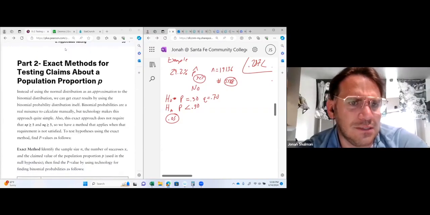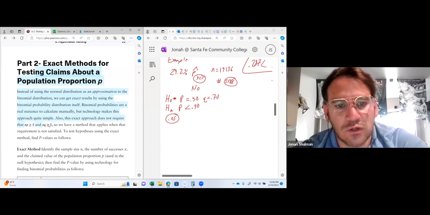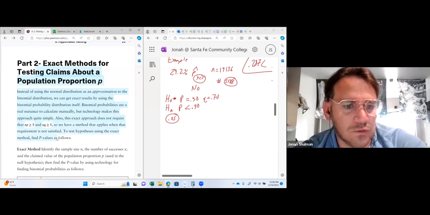Part 2 says the exact methods for testing claims about population proportion p. Instead of using the normal distribution as an approximation to the binomial, we can get exact results by using the binomial probability distribution itself. Wild. Binomial probabilities are a real nuisance to calculate manually, but technology makes it quite simple. Also, this exact approach does not require having more than 5 of each. Okay, so we can do this by hand, even though it's going to be annoying.